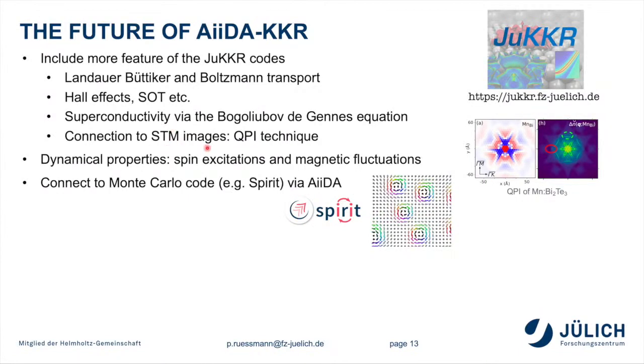We can compute STM images with the quasi-particle interference technique, which gives you such an image, and this might be very useful for experiments to identify the effect or the signatures of different impurities at surfaces, for example. And finally, we want to also do more dynamical properties, get access to spin excitations and magnetic fluctuations, which is possible right now with the JuKKR package, but not within AiiDA-KKR yet. And eventually, we also want to directly feed our exchange coupling constants back to Monte Carlo codes, for example, the Spirit code directly within AiiDA.